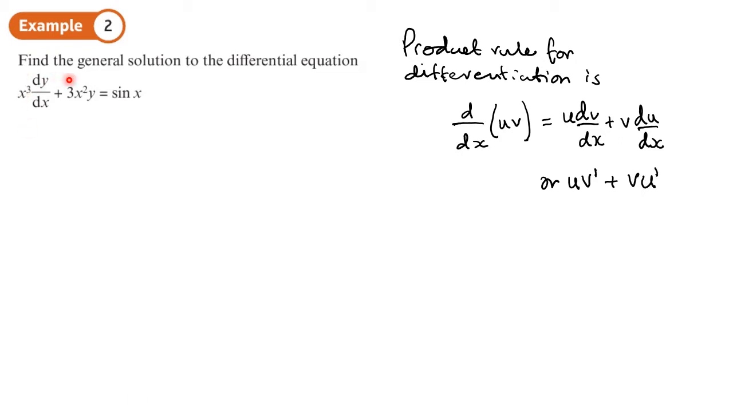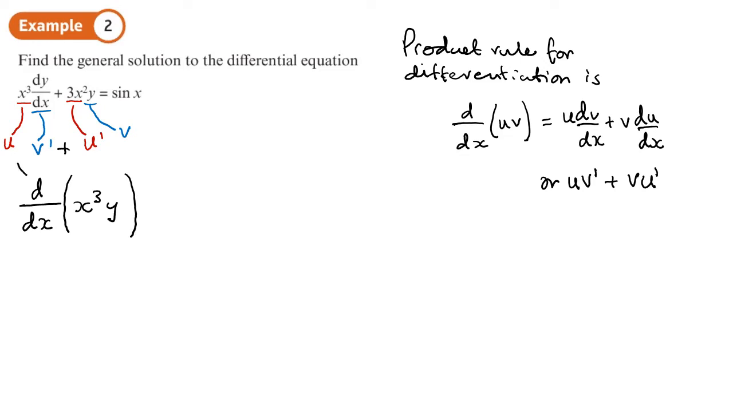And this actually matches up to something that was differentiated. Now if I call this bit u, then this is u dash. If I call this bit v, this bit is v dash, and there's a plus sign in the middle. So where did this come from? This came from differentiating this. If you differentiate uv, which is x cubed y, you get that. So these two are equal to each other.